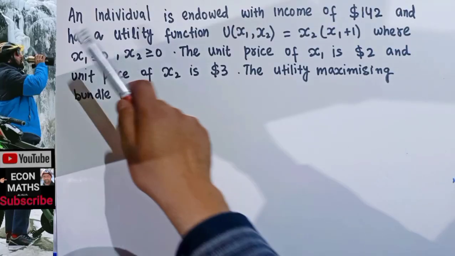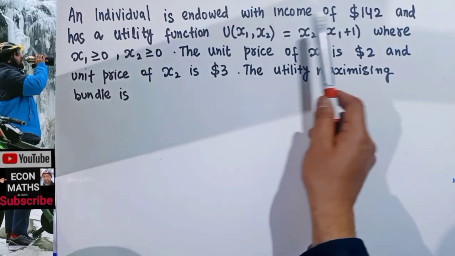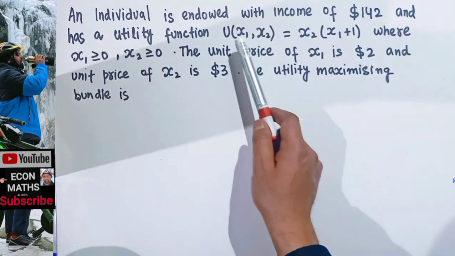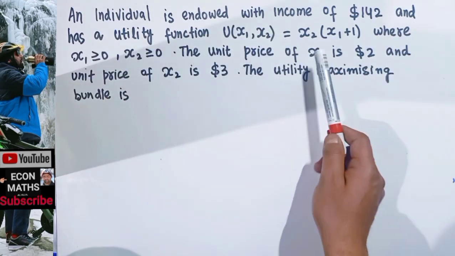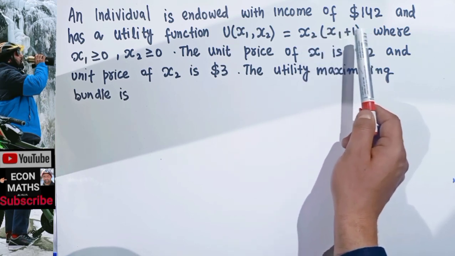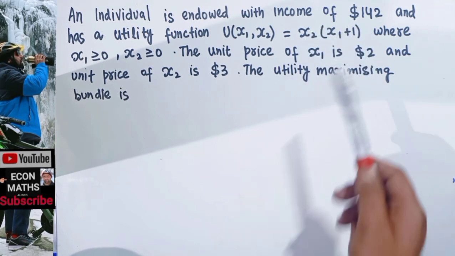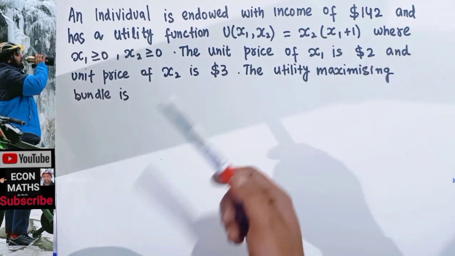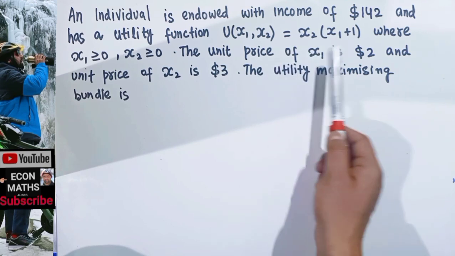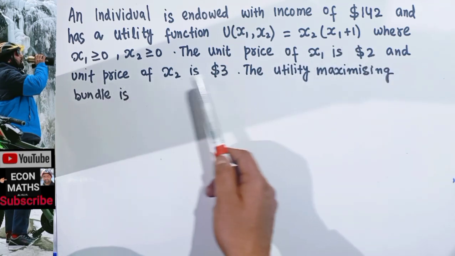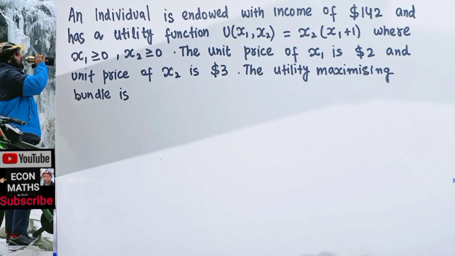The question is, an individual is endowed with an income of $142 and has a utility function u of x1 comma x2 is equal to x2 bracket x1 plus 1, where x2 and x1 are the two goods, where both the goods are positive quantities. The unit price of good x1 is $2 and unit price of good x2 is $3. We need to find out the profit maximizing bundle.